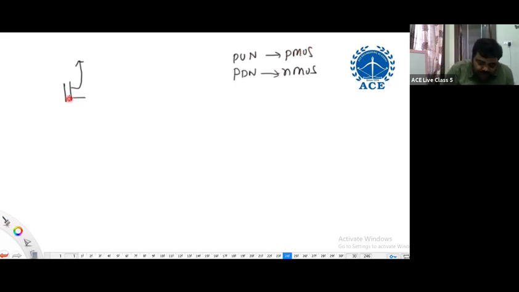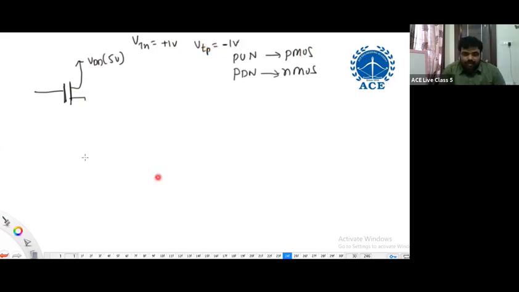If I use an N-channel MOSFET in the pull-up network, let us see what happens. Let me consider VDD is 5 volts. VTN is plus 1 volt. VTP, let me use minus 1 volt. Understand correctly? Now, if I use this N-channel MOSFET in the pull-up network, let us see what happens.